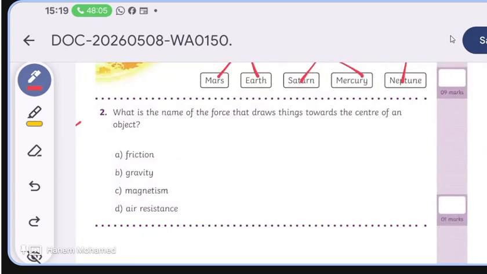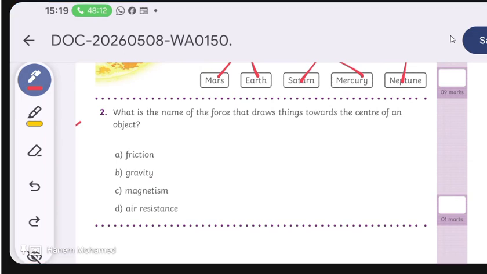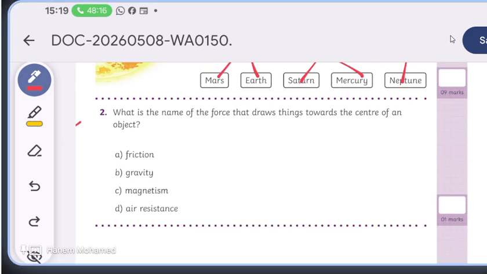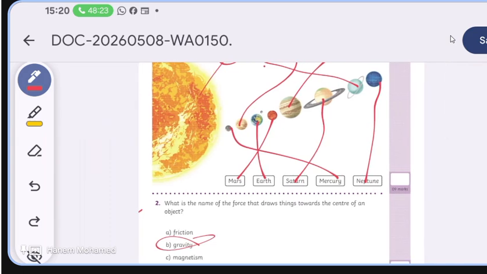So Farida, what is the name of the force that draws things toward the center of an object? Friction, gravity, magnetism, air resistance. Draws things, it means pulls things towards. Of course, gravity. That's why, because the sun is the biggest object.